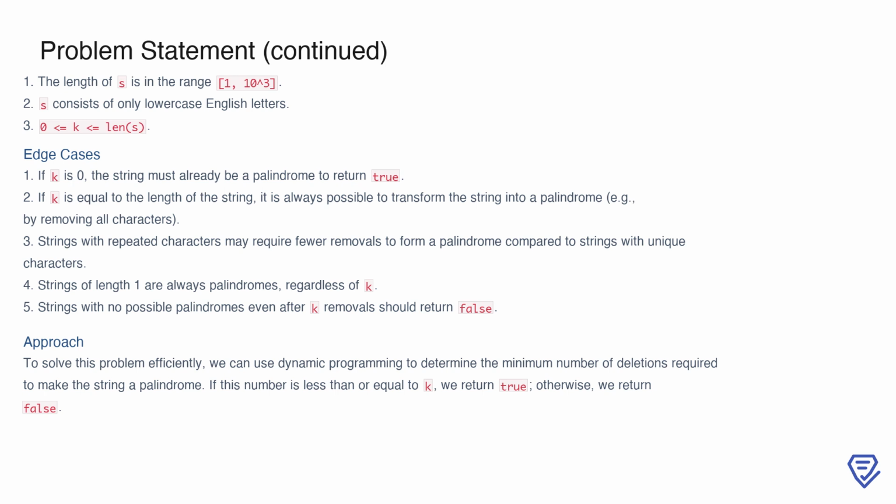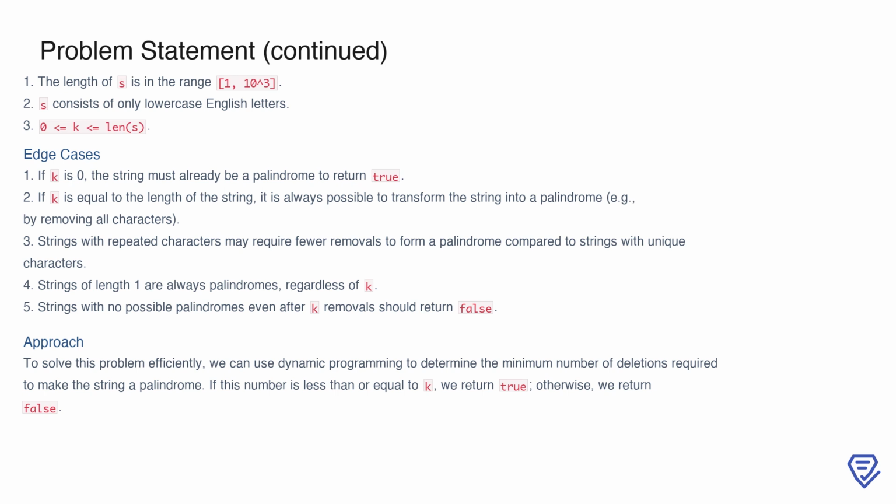Now, let's consider some constraints and edge cases. The string s can have a length between 1 and 1000, and it only contains lowercase English letters. The value of k is guaranteed to be between 0 and the length of s. For edge cases, if k is 0, the string must already be a palindrome to return true. If k equals the length of s, we can always remove all characters to form a palindrome. Additionally, strings with repeated characters may require fewer removals compared to those with unique characters.